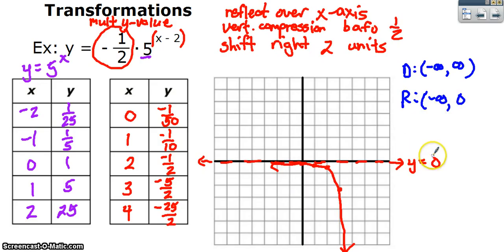And 0 is not included. This graph never actually touches 0. It gets just really, really close. So don't put a square bracket, put a parenthesis around 0 because it doesn't actually touch it.